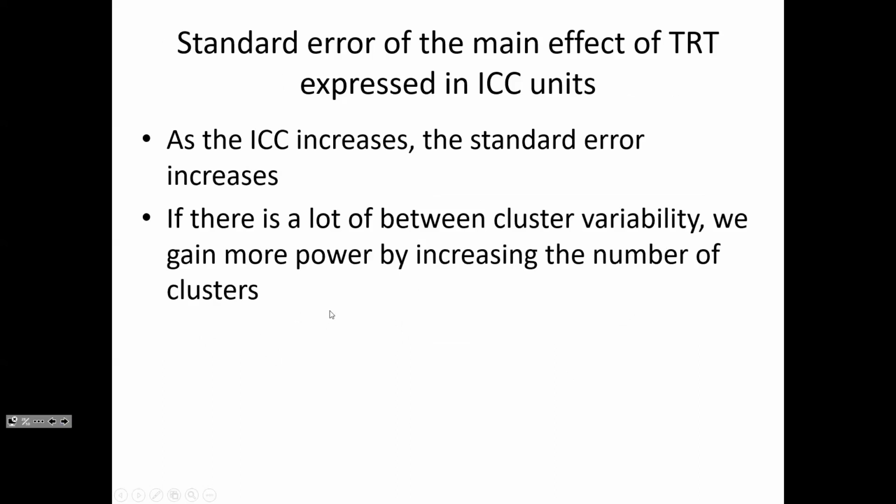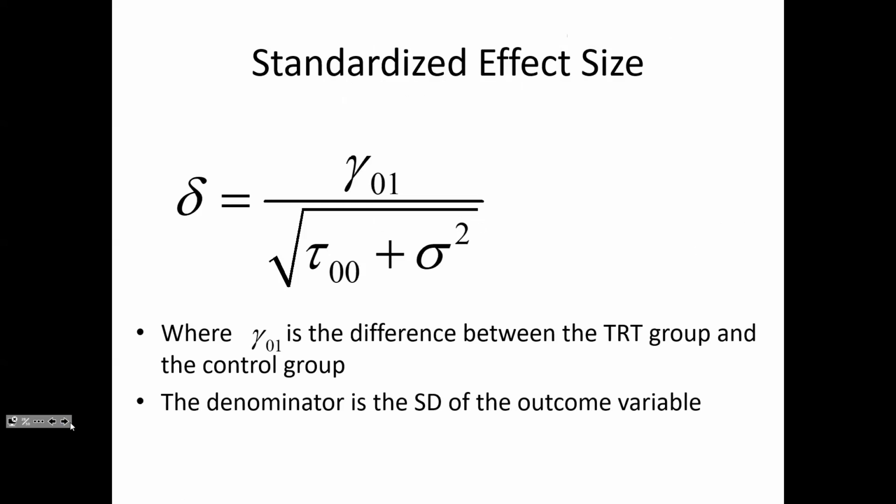And again, the other lesson here is that if there's tons of variability between clusters, we gain more power by increasing the number of clusters. If there's not very much between cluster variability, then increasing the number of people per cluster is more helpful than it is when there's a lot of between cluster variability.